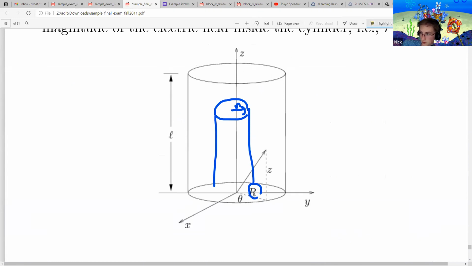So within, why isn't it highlighting? Oh, shoot.